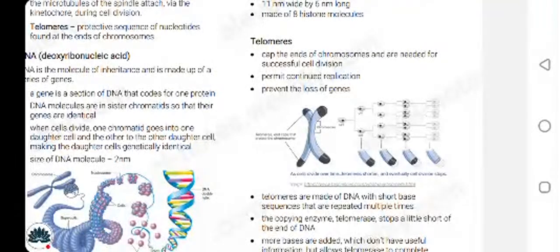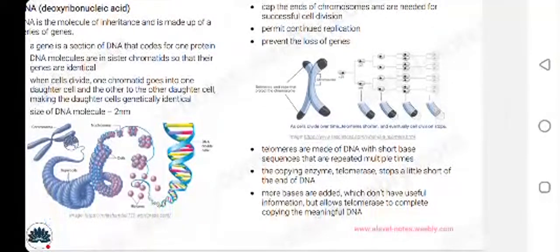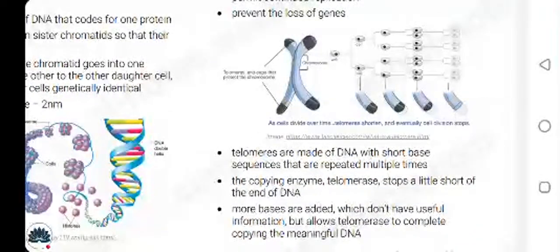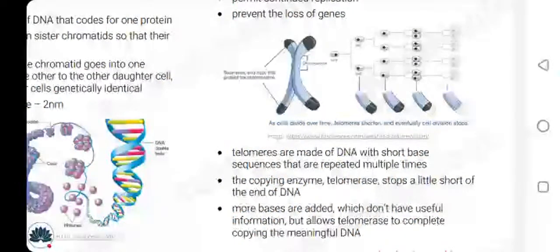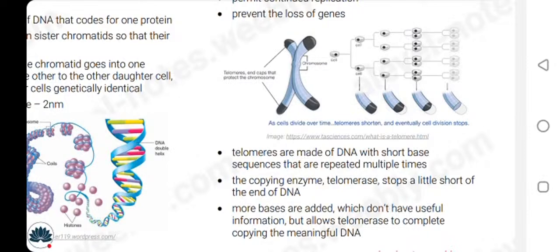The telomeres are the ends of chromosomes and are needed for successful cell division, permit continued replication, and prevent the loss of genes. In the diagram, it is very visible to you as the telomeres are caps that protect the chromosome. It means that when the chromosome replicates again and again, by replication it loses genes from the ends. The telomere is present at the end to make sure that every gene is copied in replication.